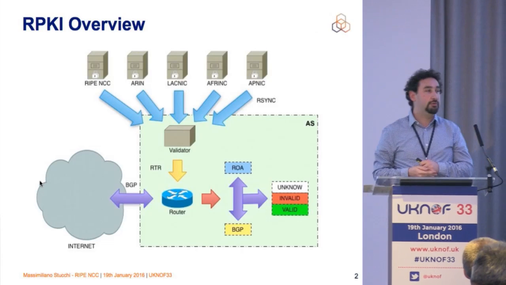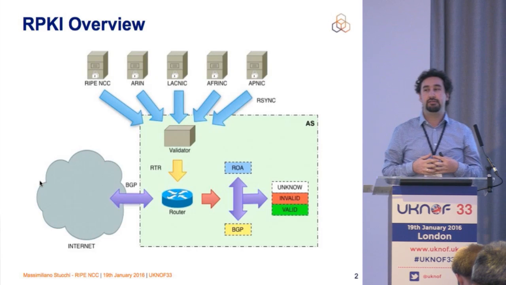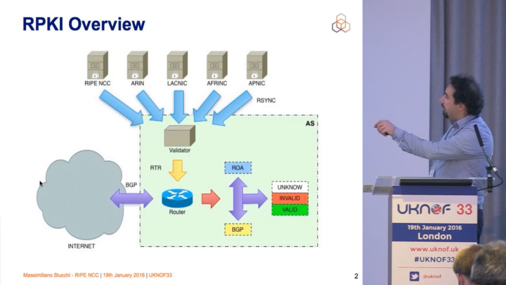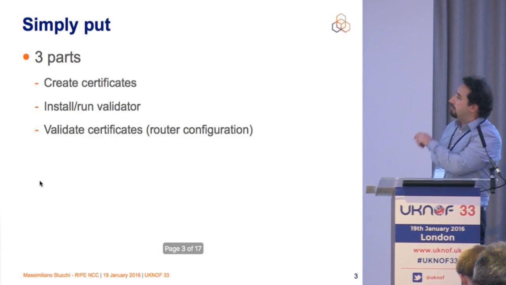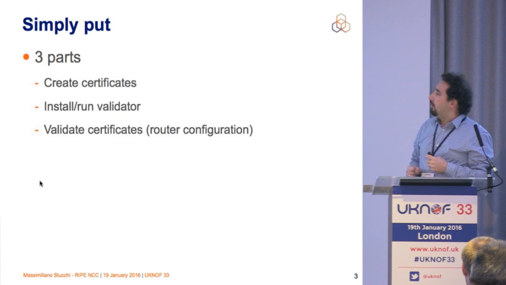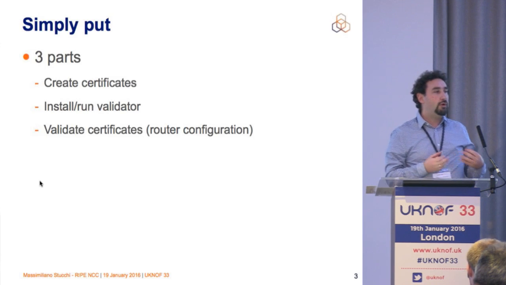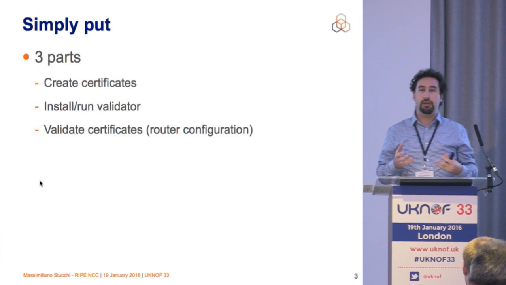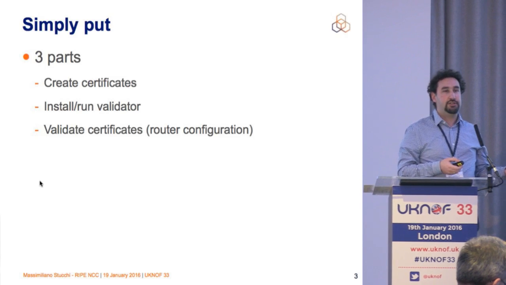So here it is. RPKI and how it works. Looks pretty complicated, doesn't it? Okay, let's split it up. RIRs, validators, and so on. Simply put, 3 steps, 3 parts. You can create certificates. And what do the ROAs contain? Route Origin Authorization.